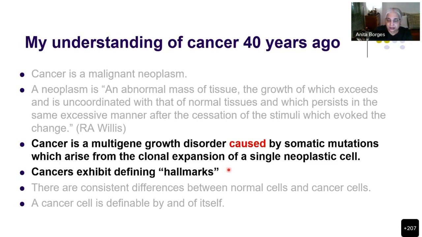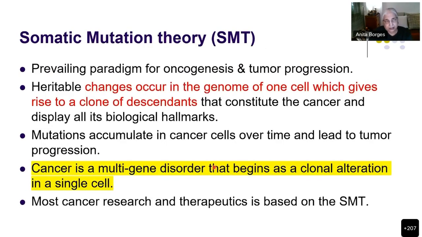Okay, and I think we have to believe that this somatic mutation theory is the prevailing paradigm for oncogenesis and tumor progression. And what does this theory say? That there are heritable changes, and once again I tell you, this is not about heredity, meaning what is coming in the germline. It is just that when one cell divides and gives rise to a daughter cell, that daughter cell inherits its genome from the cell that is dividing.